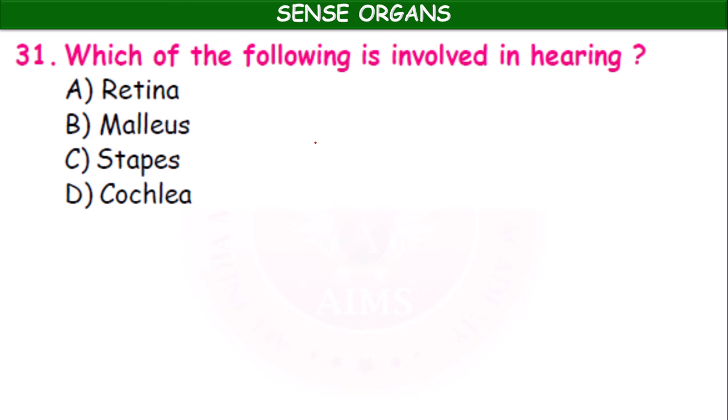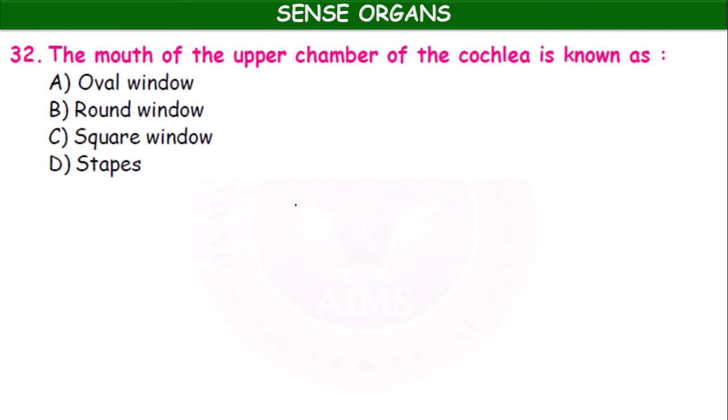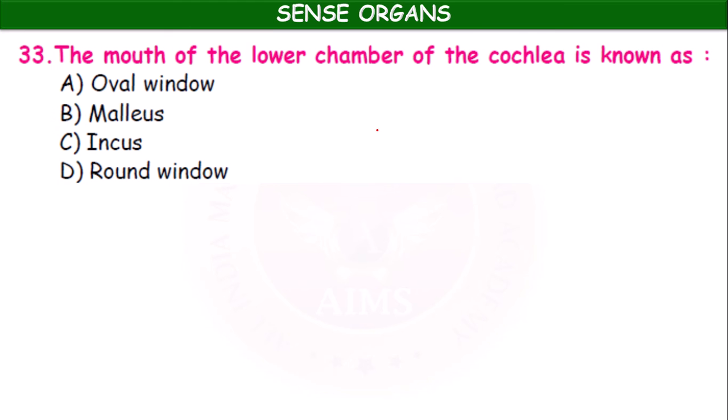Which of the following is involved in hearing? Retina, malleus, stapes, cochlea. It is the cochlea. The mouth of the upper chamber of the cochlea is known as oval window, round window, square window, stapes. It is the oval window. The mouth of the lower chamber of the cochlea is known as oval window, malleus, incus, round window. It is the round window.